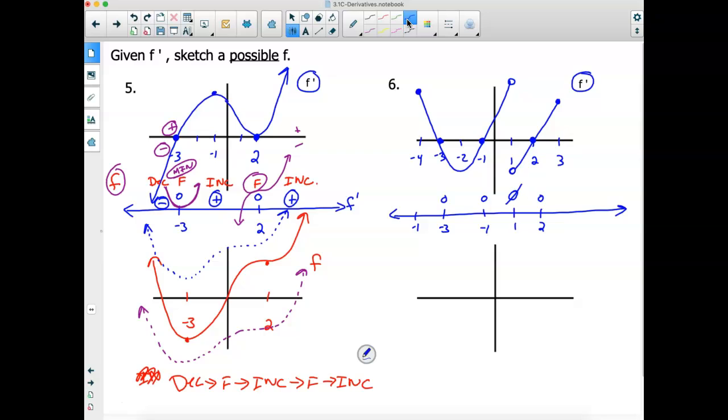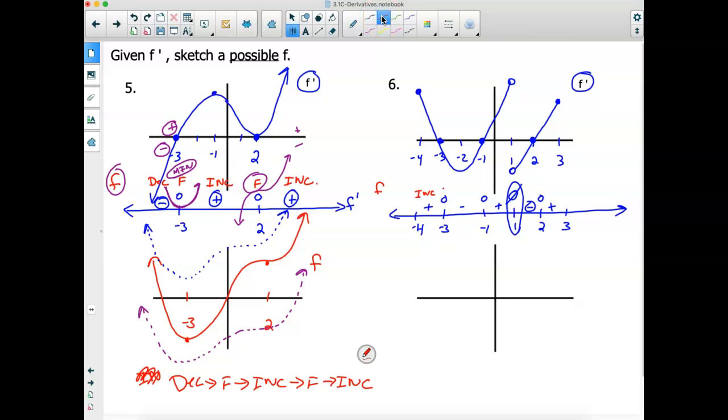From -4 to -3, what am I doing? Well, my derivative's positive. -3 to -1, my derivative's negative. -1 to 1, I'm positive. Here, I have something weird. If my derivative doesn't exist, that means f is either not continuous at 1 or it has a sharp point at 1. Okay? And then between 1 and 2, I'm negative. And then between 2 and 3, I'm positive. Well, interpret this on f now.